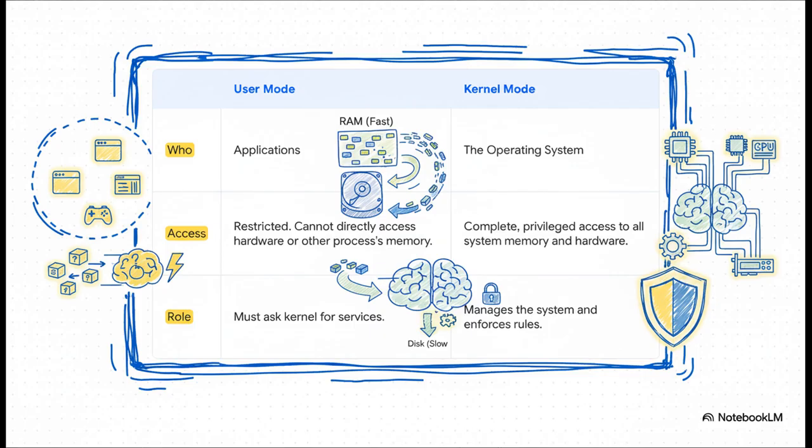The operating system, though, it runs in the all-powerful kernel mode. It has the keys to the kingdom. So if an app needs to do something privileged, like save a file to disk, it has to formally ask the kernel, who then acts as a gatekeeper, checks the request, and performs the action for it. This is what keeps one bad app from taking down the whole system.